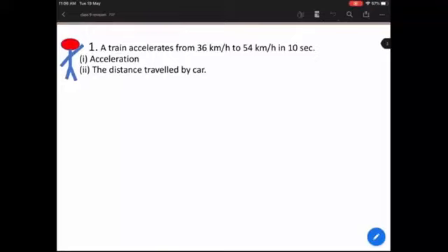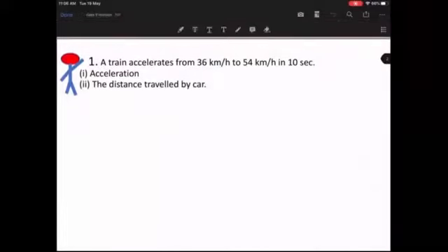A train accelerates from 36 kilometers per hour to 54 kilometers per hour in 10 seconds. You have to calculate the acceleration. You have to calculate the distance traveled by the car. Fine. So as I told you, the first rule when you start solving the numericals is to write down the given data. So what all do we have here?